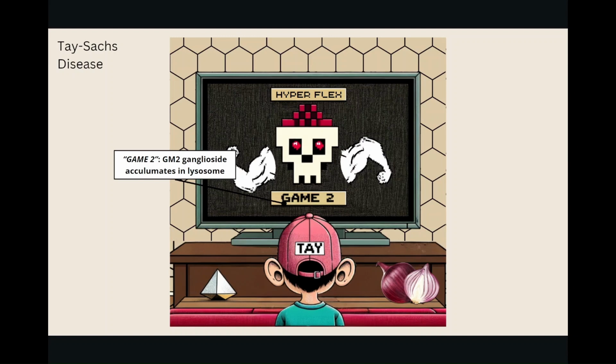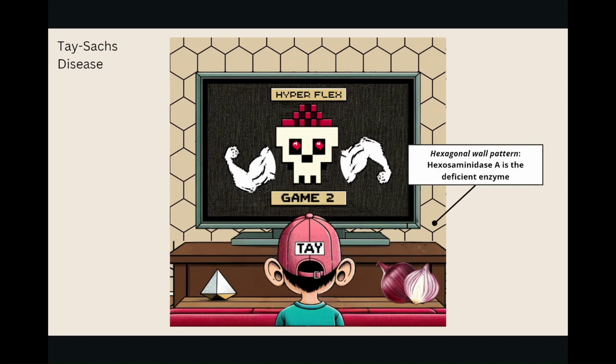Also, look at that cool hexagonal wall pattern. This represents that hexosaminidase A is the deficient enzyme. Remember, hexagonal wall pattern, hexosaminidase A.